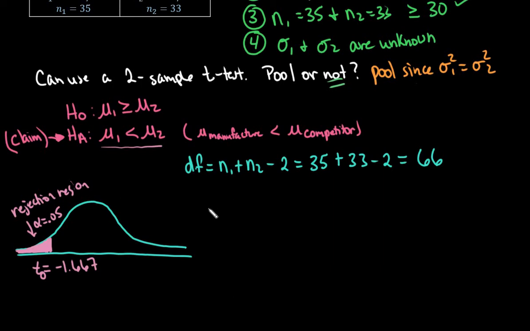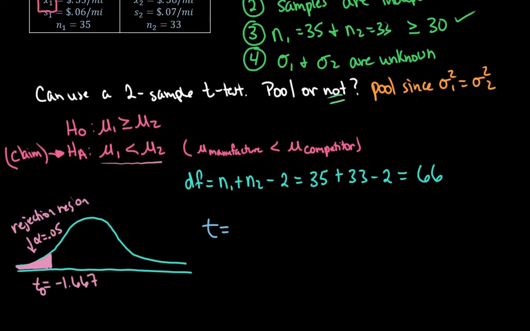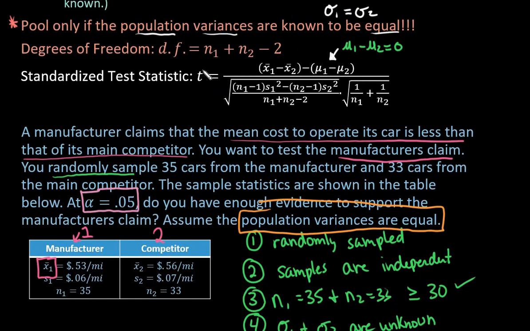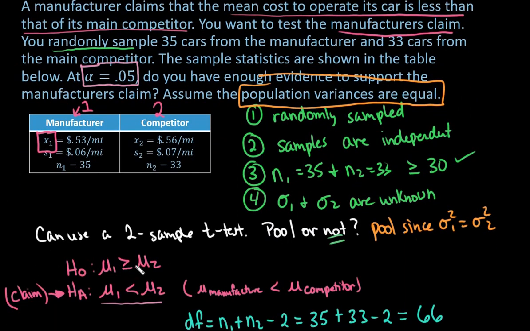All right, so for our formula, I'm not going to rewrite the formula because I already had it up here. I'm just going to plug our values in. So again, we're using this formula right here where we take x bar 1 minus x bar 2. The mu1 minus mu2 is going to be 0 is what we're going to plug in here. And the reason for that is, remember that we're starting out with this being true.